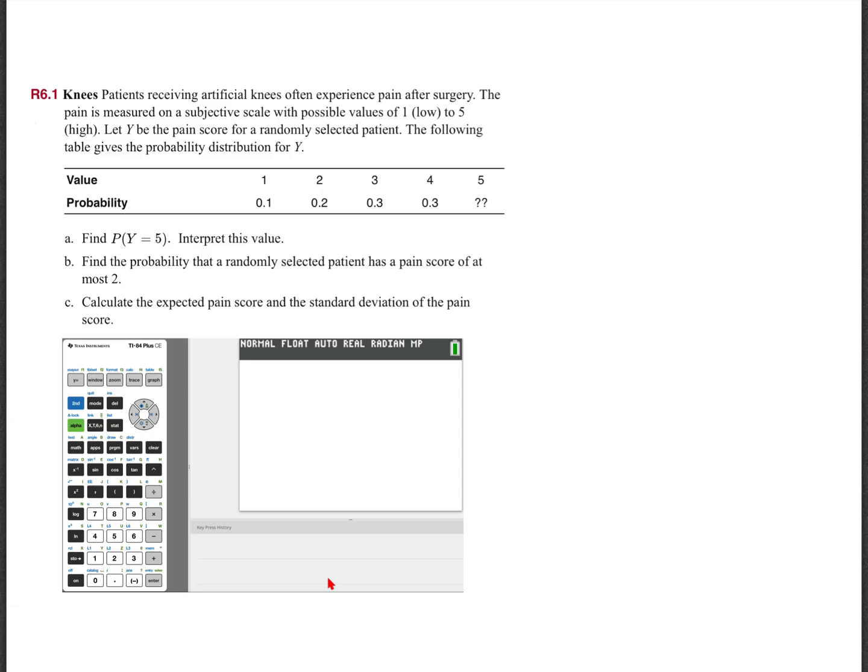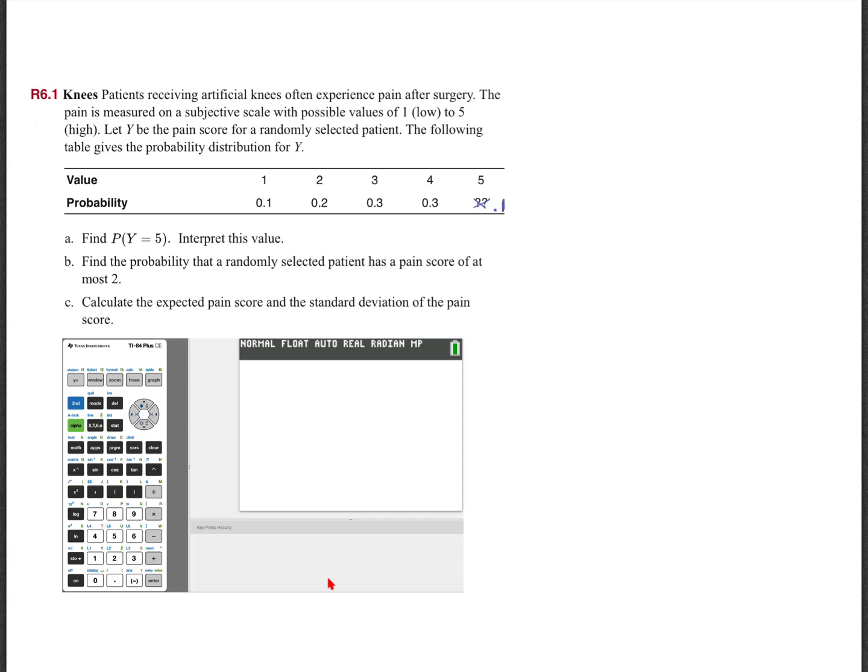The main thing they're testing you on is the understanding that with probability distributions, the sum of the probabilities of all possible outcomes has to be 1. So notice these add up to 0.9 if you add these 4. Since those add up to 0.9, this one has to be 0.1. Then we'll use that for the rest of the problems.